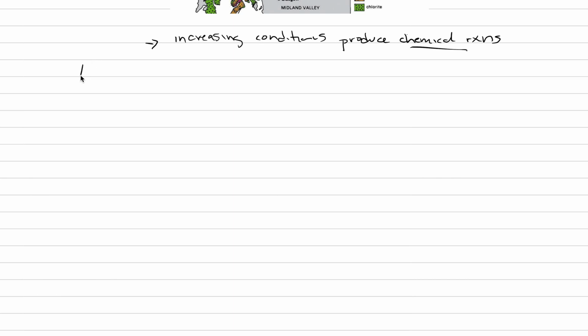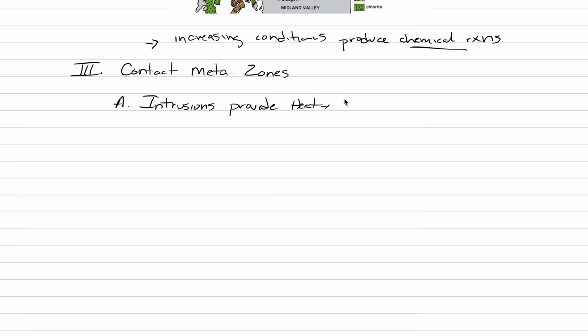We're going to start off with Roman numeral 3, and we're going to talk about the simplest type of zones first, and those are contact metamorphism zones. Contact metamorphism is related to intrusions, which provide a source for both heat. All right, so we have magmatic intrusions that provide heat and fluids. And it's those heat and fluids that cause changes in the rock.